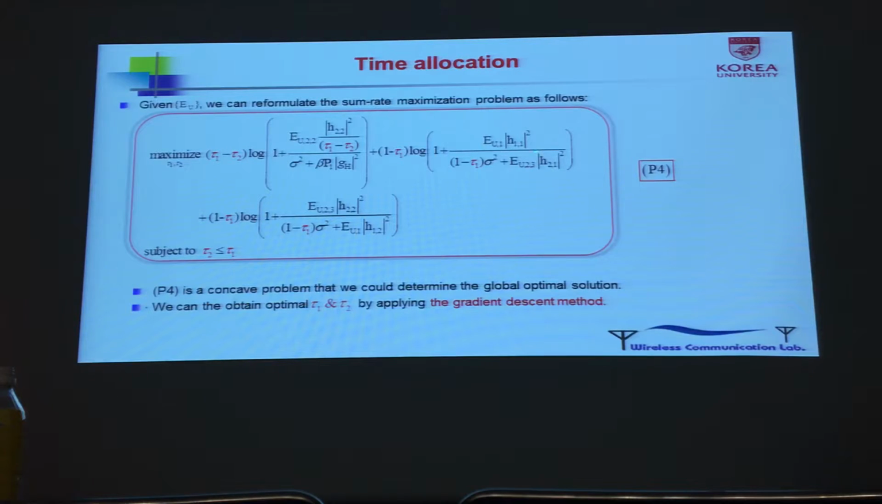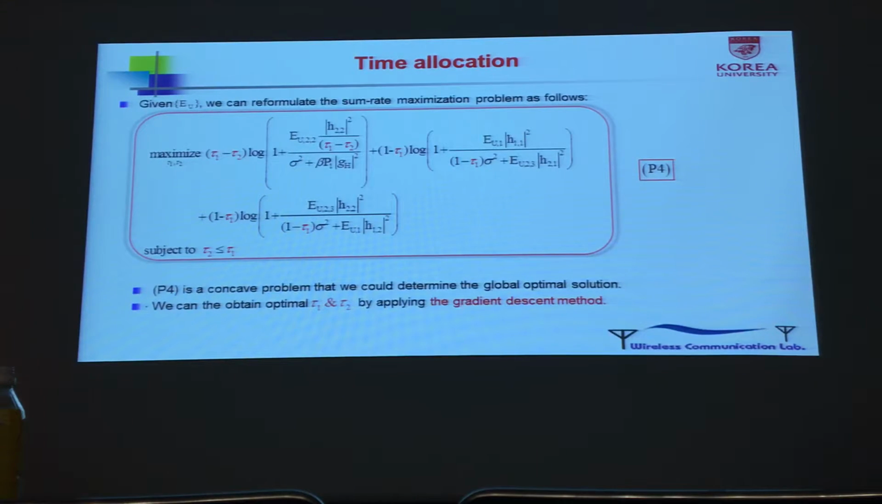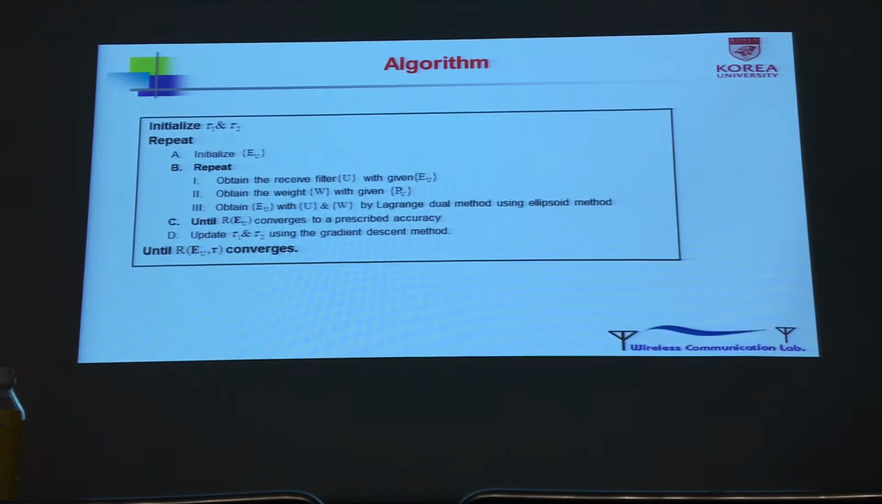And similarly, the time allocation can be solved based on this sum-rate maximization problem. Also, this is a concave problem and easy to solve. So the major technique applied to solve this is how to transform the original non-convex problem into a subset of convex problems, so that we can apply the well-known convex tools. So this is a summary of the overall algorithm.